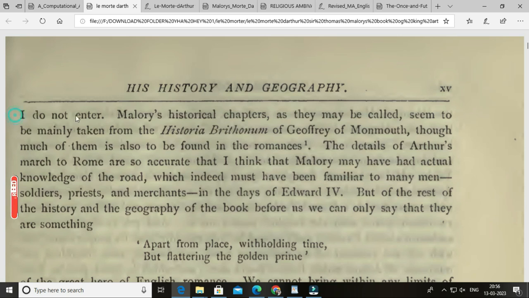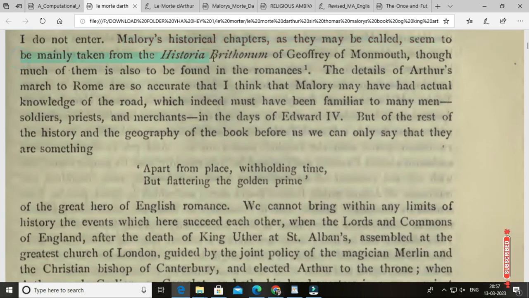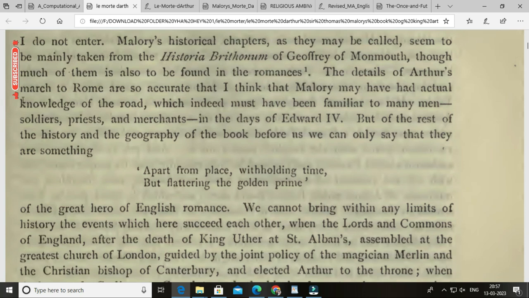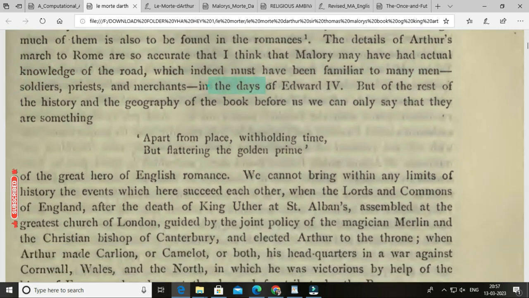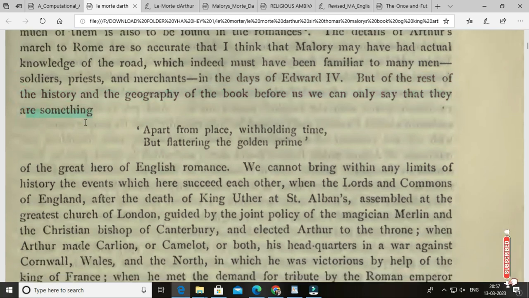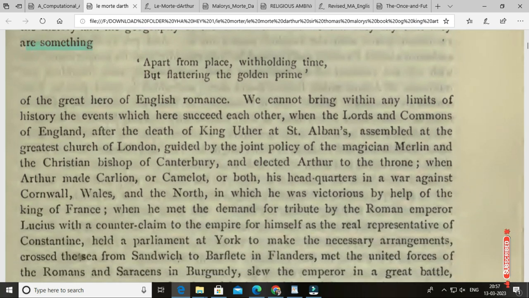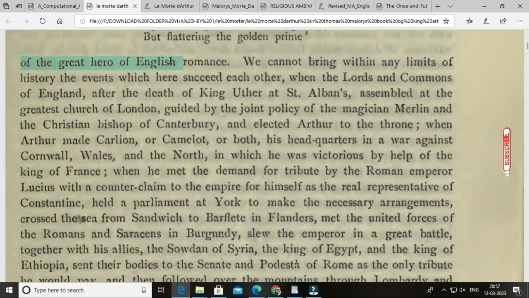I do not enter. Malory's historical chapters, as they may be called, seem to be mainly taken from the Historia Regum Britanniae of Geoffrey of Monmouth, though much of them is also to be found in the romances. The details of Arthur's march to Rome are so accurate that I think Malory may have had actual knowledge of the road, which indeed must have been familiar to many men, soldiers, priests, merchants, in the days of Edward. But of the rest of the history and geography of the book, we can bring it within no limit of history, and its events succeed each other in a golden prime.